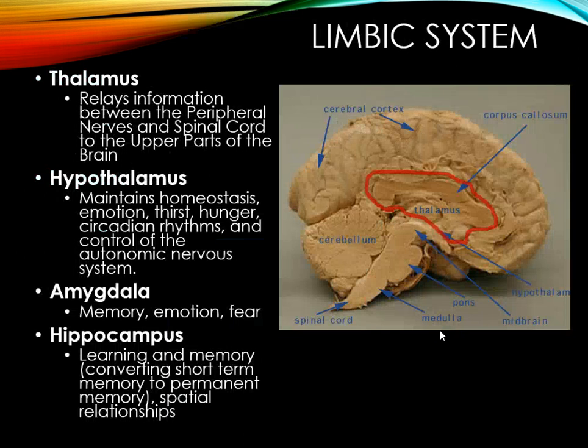Okay, the limbic system. This is common to all mammals. You have the thalamus, which is going to relay the information between the PNS and the brain, okay? And so this is kind of like that highway that sends those messages to where they need to be processed. The hypothalamus is going to maintain homeostasis. It's going to control those things that will help you maintain homeostasis, like thirst and hunger. It's going to tell you when to be sleepy and when to be awake. It controls the autonomic nervous system, which we'll talk about in just a minute.